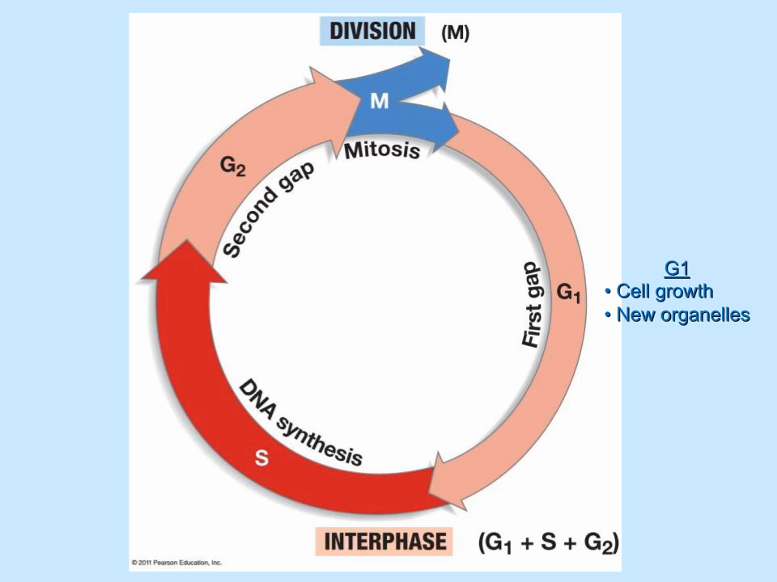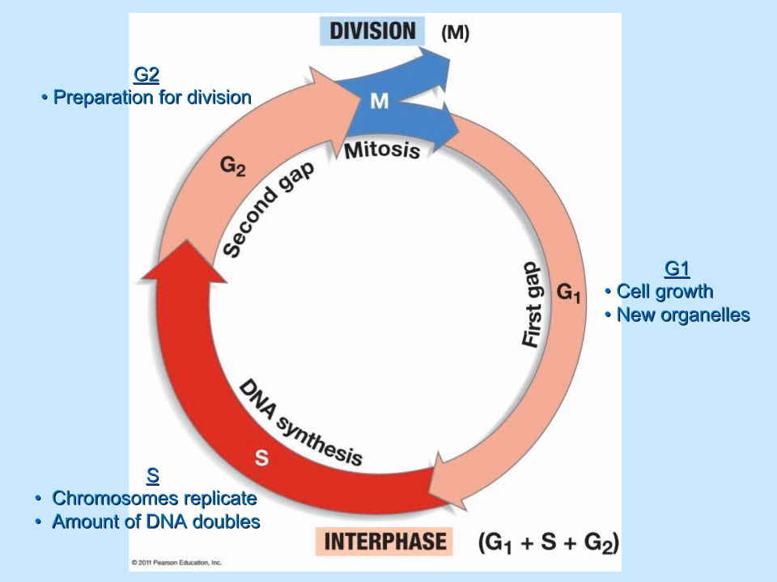During the G1 phase of interphase, the cell grows, carries out its normal functions, and produces new organelles to keep up with its increase in size. During the S phase, the chromosomes replicate, which results in a doubling of the amount of genetic material in the nucleus. And in G2, the cell continues its normal functions and prepares to divide.